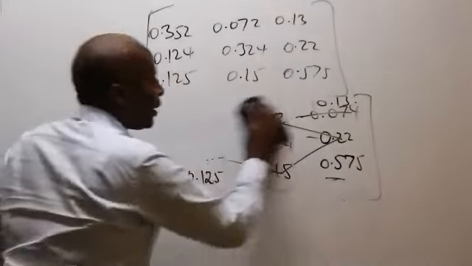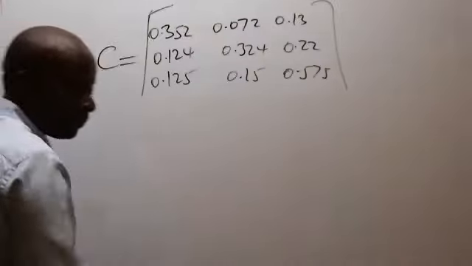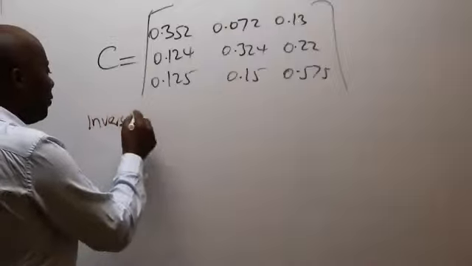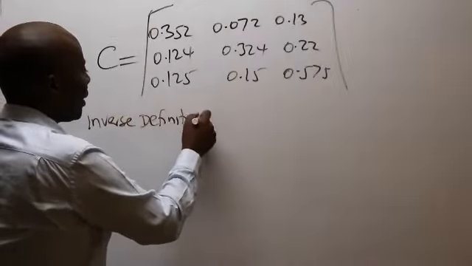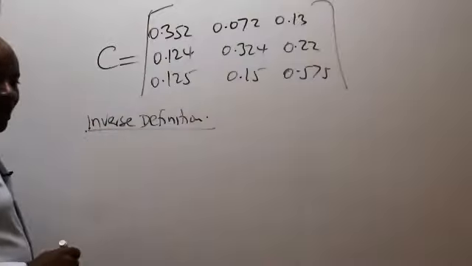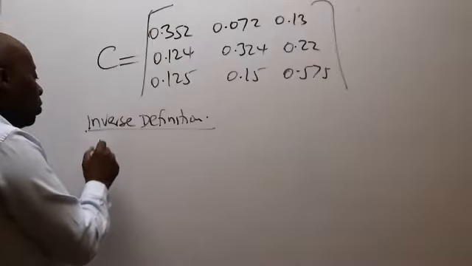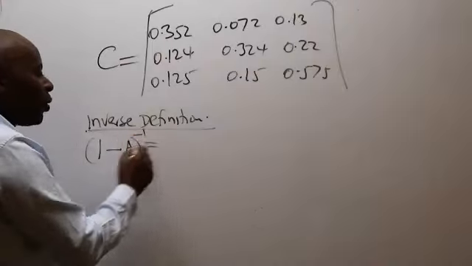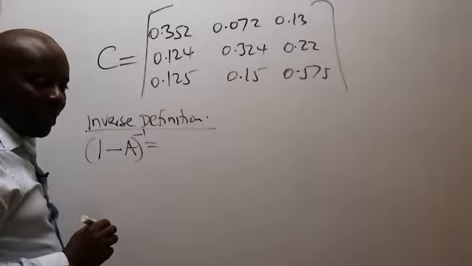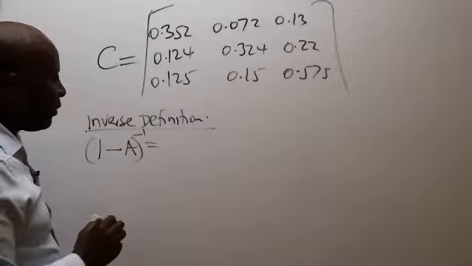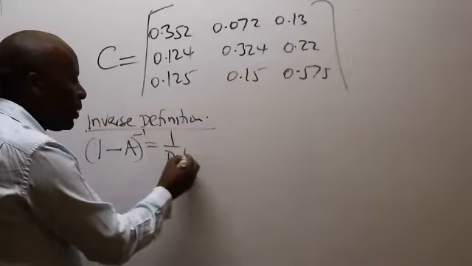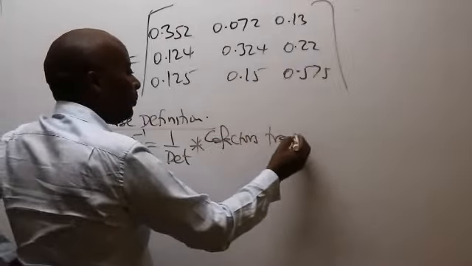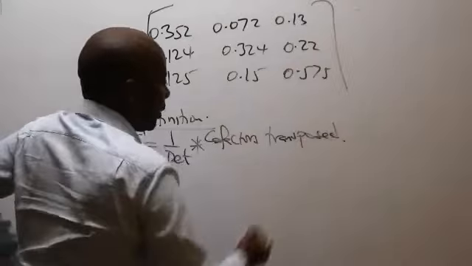Great. Now, ladies and gentlemen, from that, we'll go to the last step. The last step is the one of inverse definition. So remember, the matrix whose inverse we wanted is this matrix I minus A. So I minus A inverse will be equal to what? I minus A inverse will be equal to 1 over the determinant times the cofactors transposed. Times the cofactors done what here? Transposed.